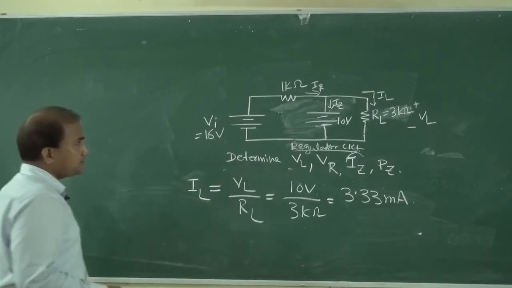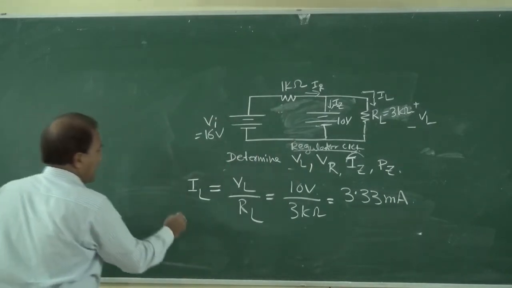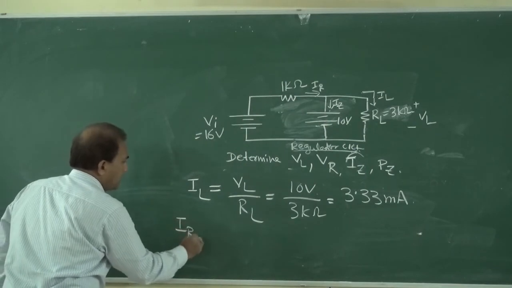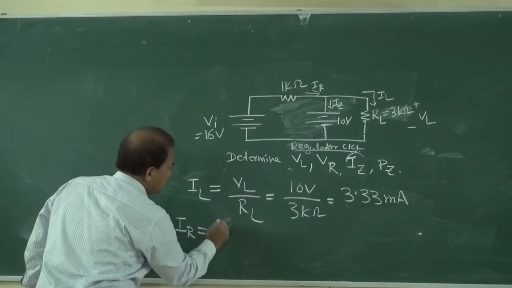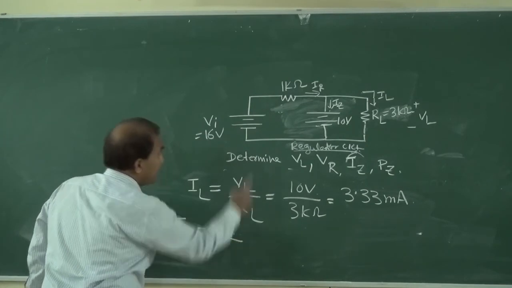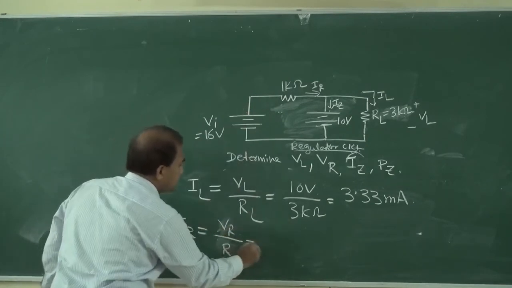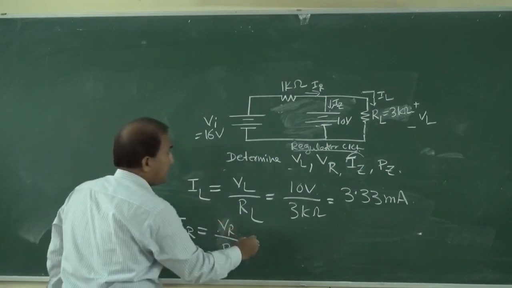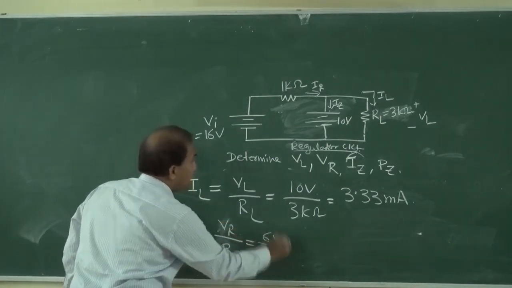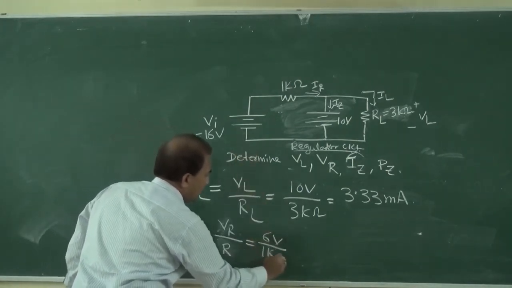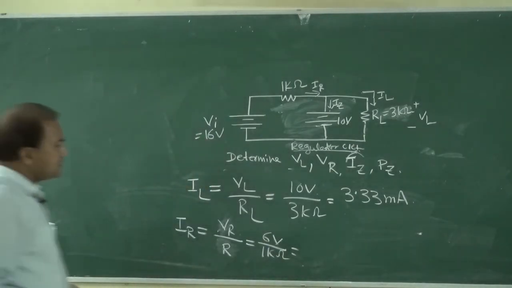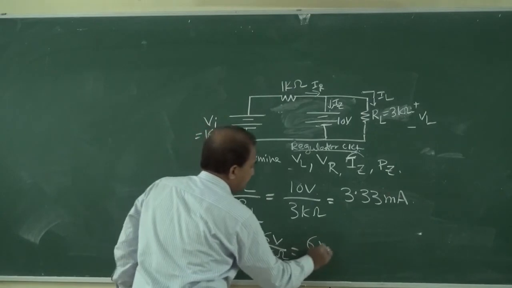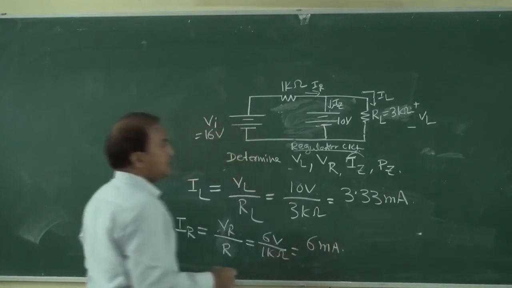Okay, now we can determine IR. IR is equal to VR divided by this R. So it is equal to VR, which is 6 volt, divided by 1 kilo ohm. So how much is it equal to? It is equal to 6 milliampere.